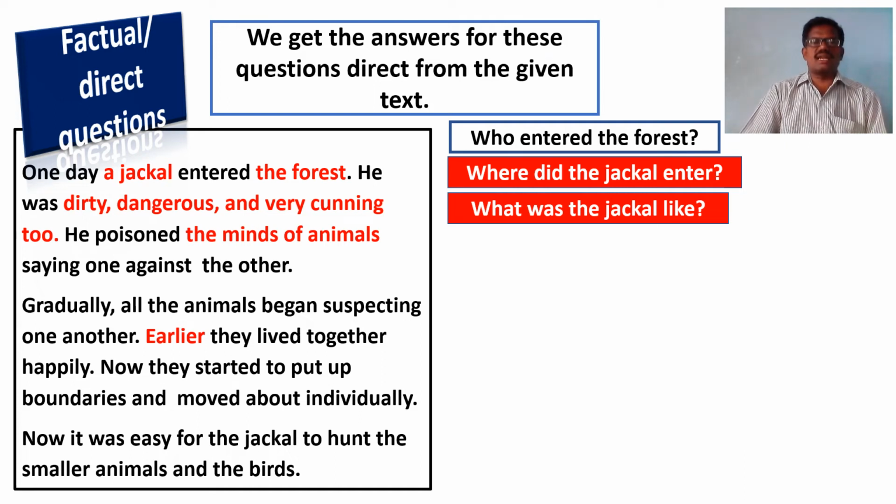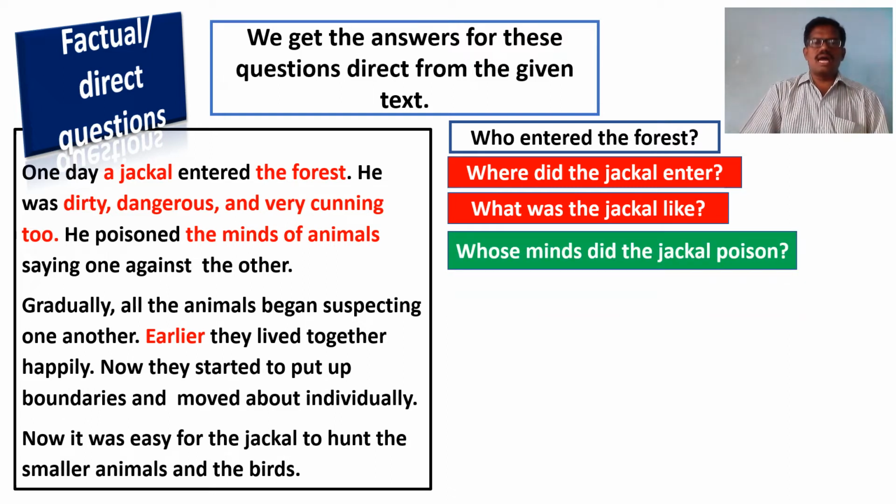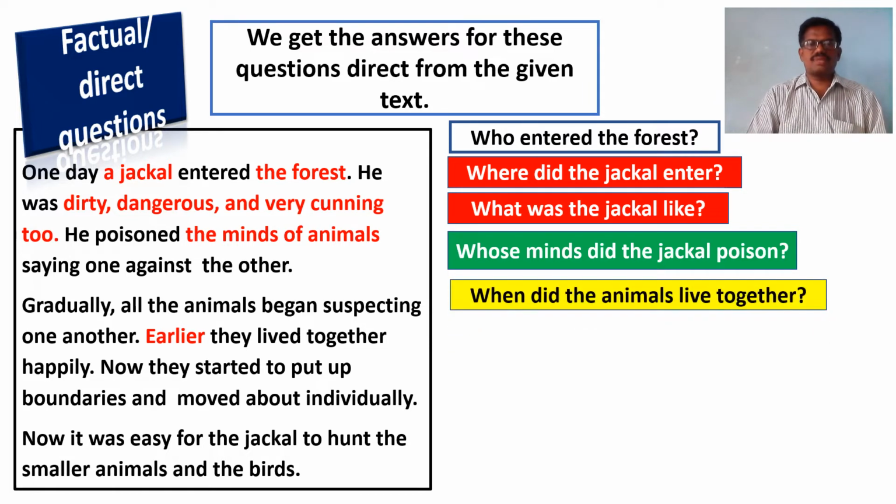What was the jackal like? Here we get the answer for this question direct from the text, that is dirty, dangerous, and very cunning. And whose minds did Jackal poison? Here also we get the answer for this question direct from the text, that is animals. When did the animals live together? Here for this question also we get the answer direct from the text, that is earlier.